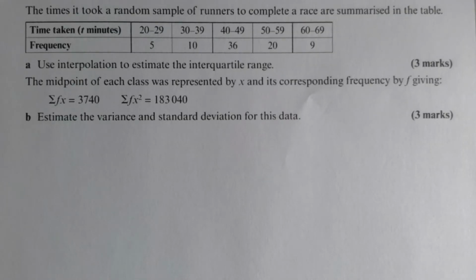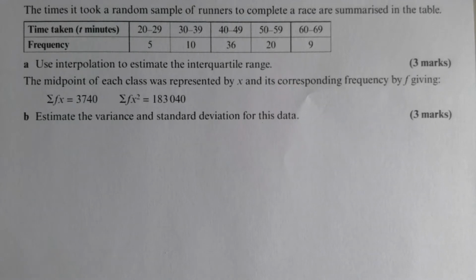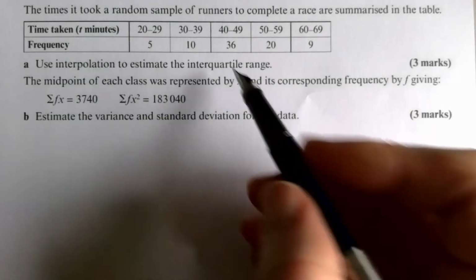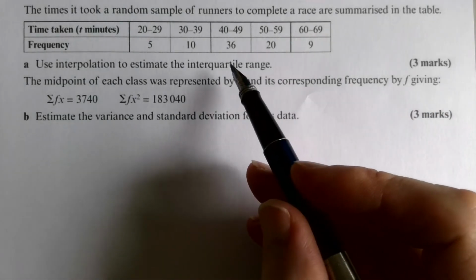Right, today we're looking at interpolation and standard deviation. Interpolation is how we find a position in a group for an important bit of data, be that the median, or in this case the interquartile range, so we want the lower quartile and the upper quartile and find the difference. And standard deviation is the measurement to say how much our data varies, so how consistent it is. Right, so pause the video and see if you can remember what to do.